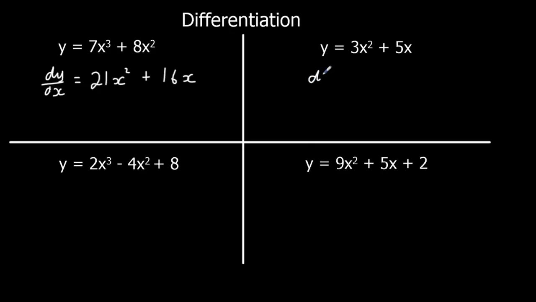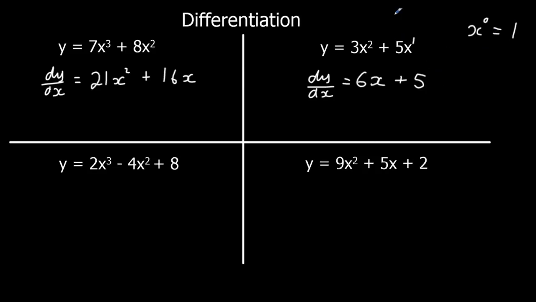Then we go here, dy dx, so we times by the power, 2 times 3 is 6, and take 1 off the power, which is x to the power of 1. And here we've got x to the power of 1 already. I'll put the 1 there. So 1 times 5 is 5. And then we take 1 off the power, which goes to x to the power of 0. And x to the power of 0, we don't write it. x to the power of 0 is going to be 1. So 5 times 1 is just 5.